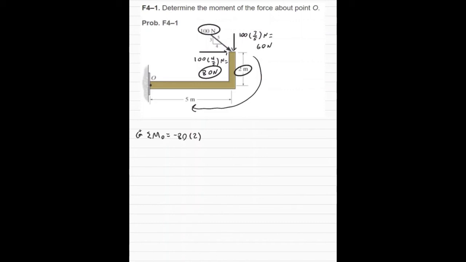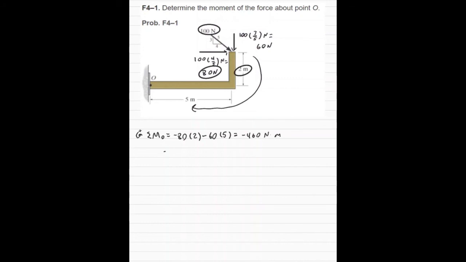And then next we're going to move on to the 60 Newton force. The same thing happens with that 60 Newton force. It's pushing it downward. If you picture that bar rotating from that downward force, it's going to be rotating clockwise, which is therefore going to be negative. And then that's going to be times 60. And then the distance that is perpendicular to that force is 5. So therefore, we're just going to plug in all those numbers. I should be getting negative 460 Newton meters.